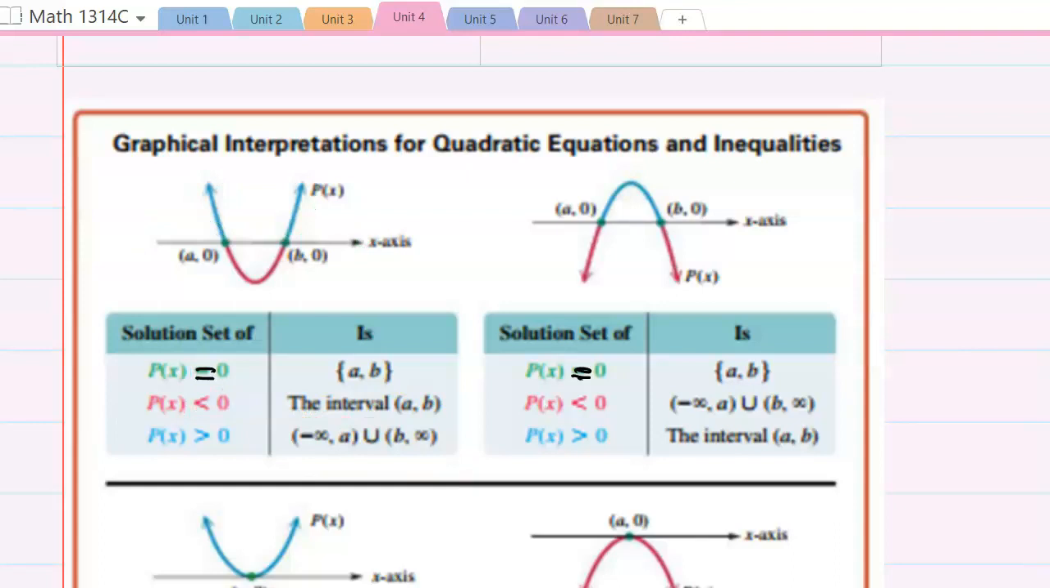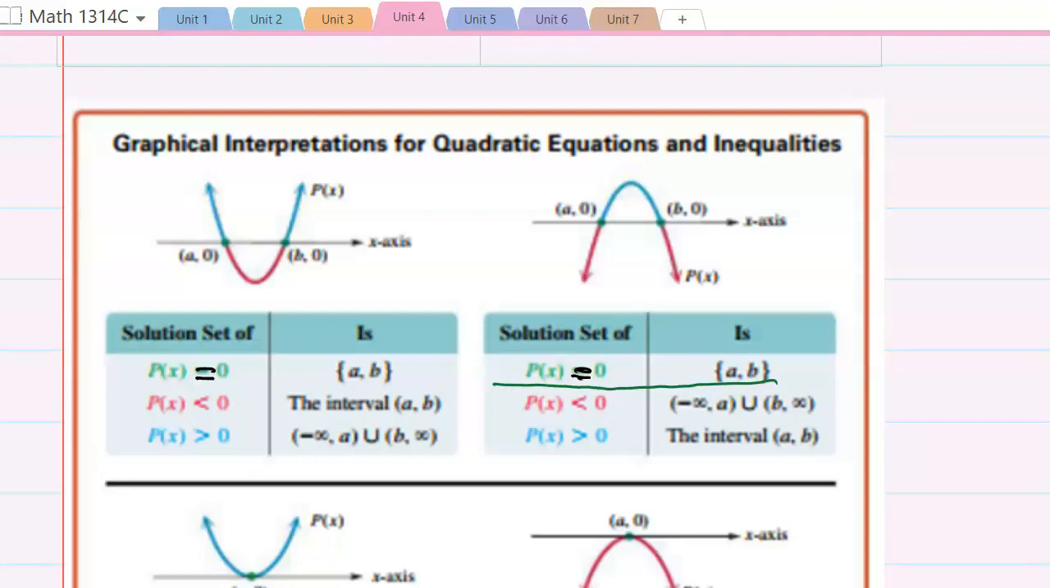Take a few minutes now to look at the other graph on the same row. You will see that the graph of the parabola opens downward and changes the solutions for the inequalities, but not that of the equation, as the x-intercepts do not change, but the portions of the parabola above or below the x-axis change.